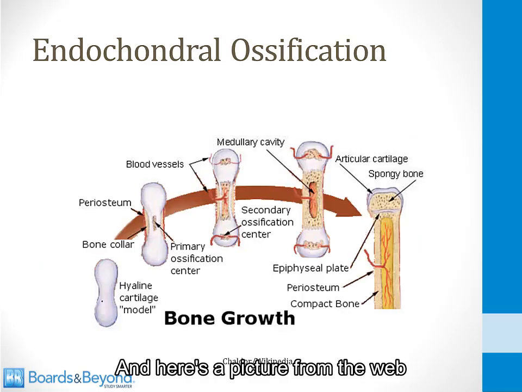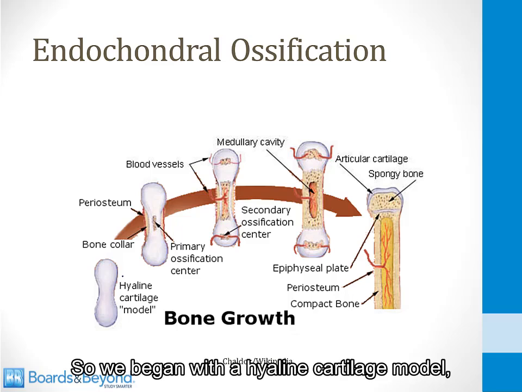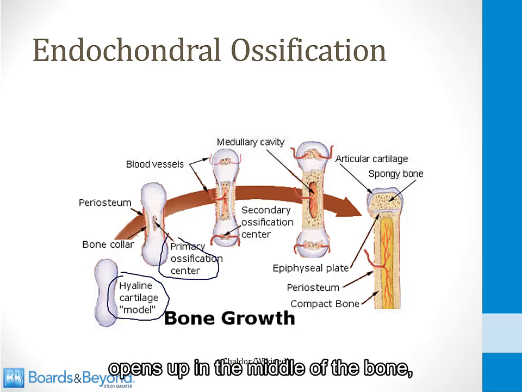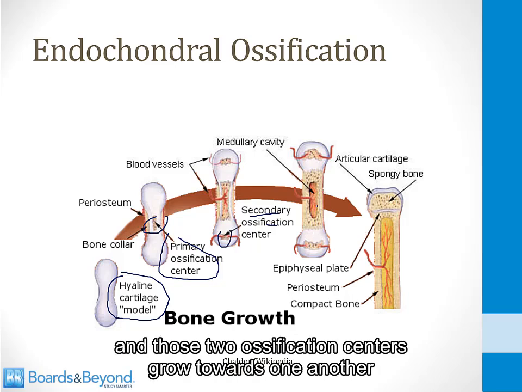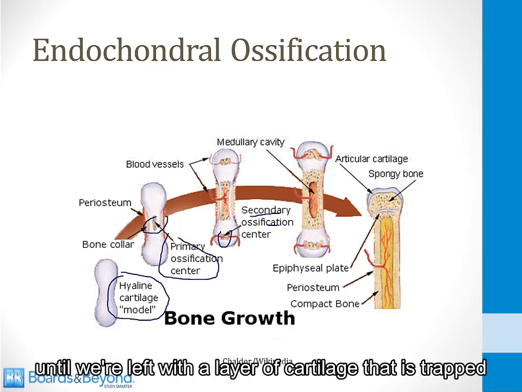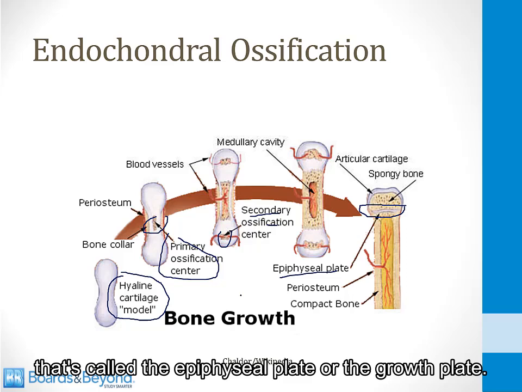And here's a picture from the web just to make this very clear in your mind. So we begin with a hyaline cartilage model, then the primary center of ossification opens up in the middle of the bone. Secondary ossification centers open up at the two ends of the bone, and those two ossification centers grow towards one another until we're left with a layer of cartilage that is trapped. That's called the epiphyseal plate or the growth plate.